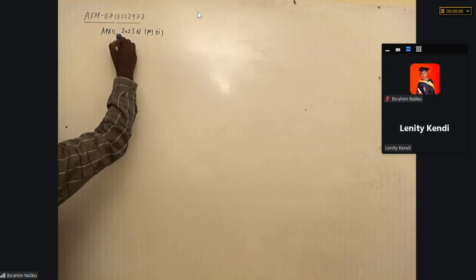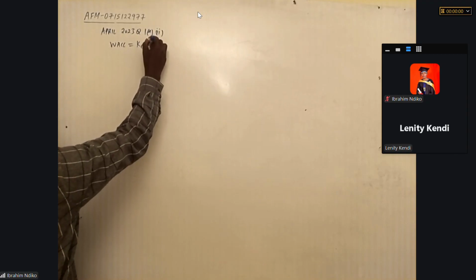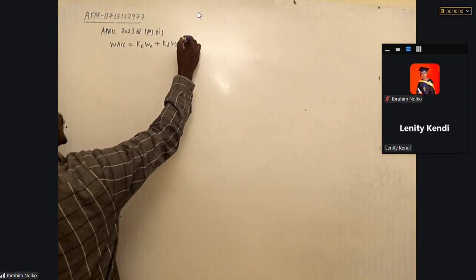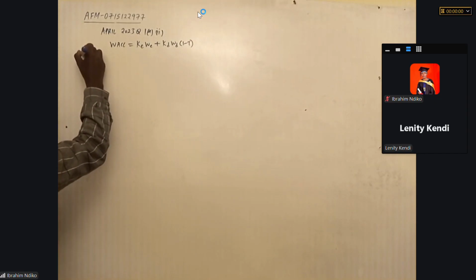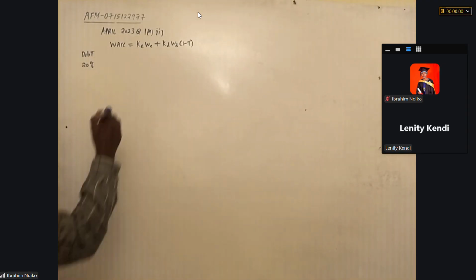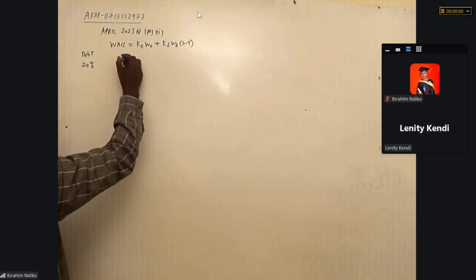So hapa tu what we need is the work, sababu hakuna information nyingine. KE weight of E, KD weight of D, 1 minus tax. So that's like 20%. Hiyo debt 20%. So tutatumia debt kama in form of percentage. So ya kwanza ni ngapi? What's our KE? Cost of equity tutatumia.